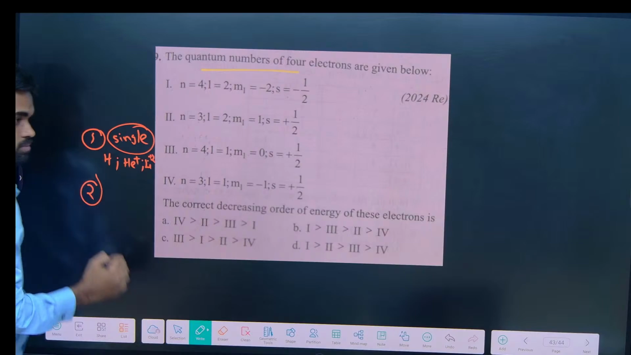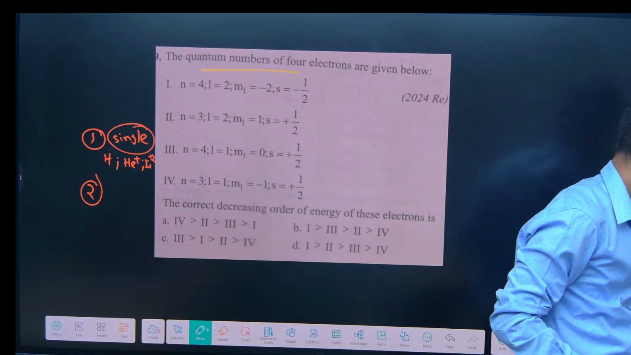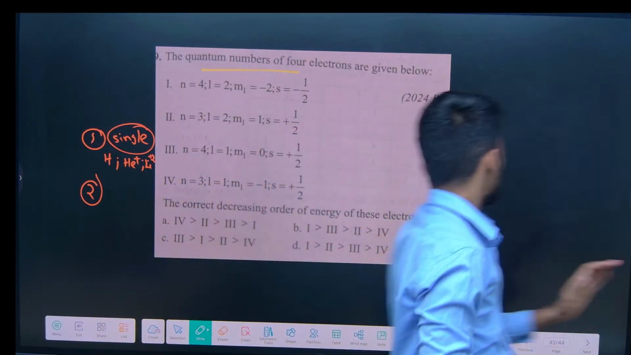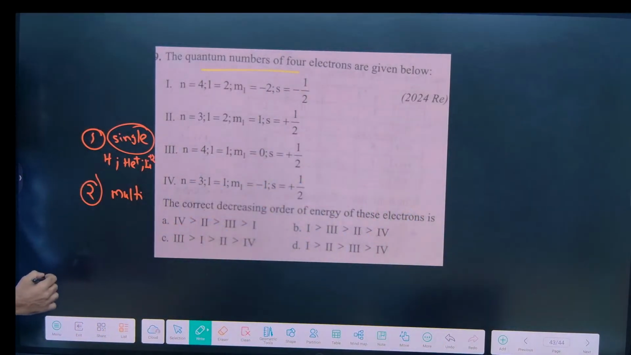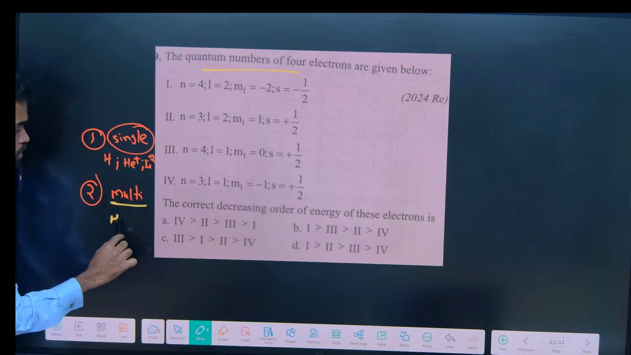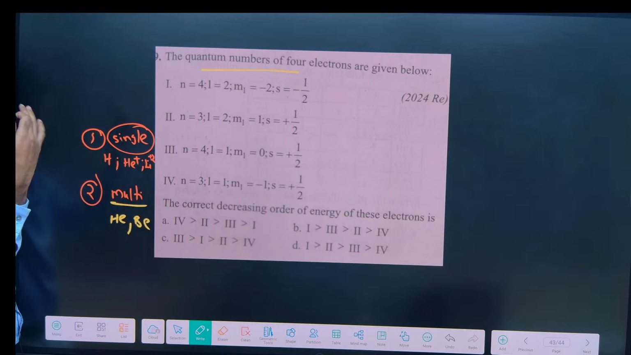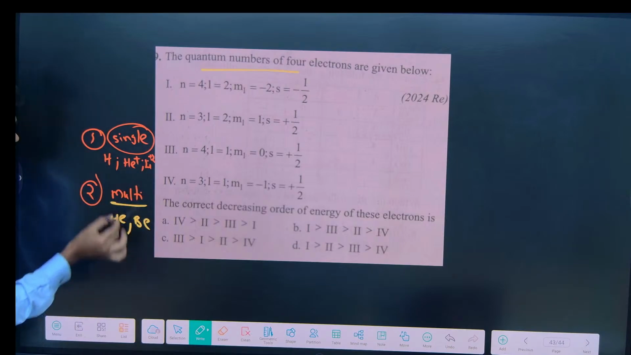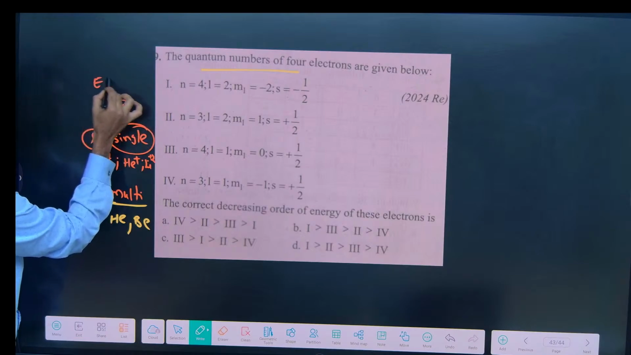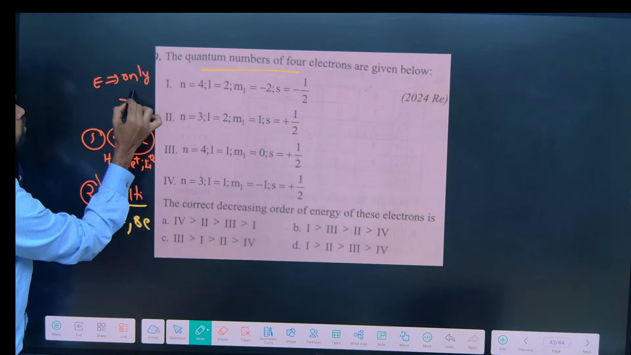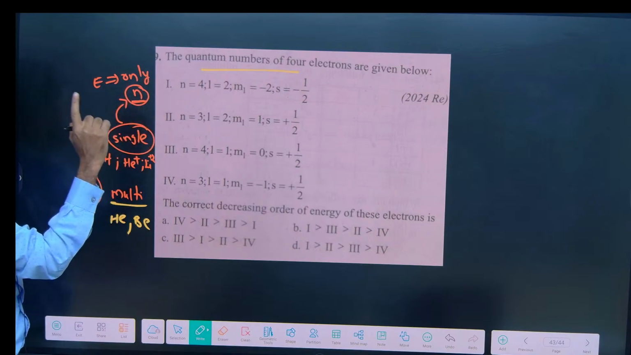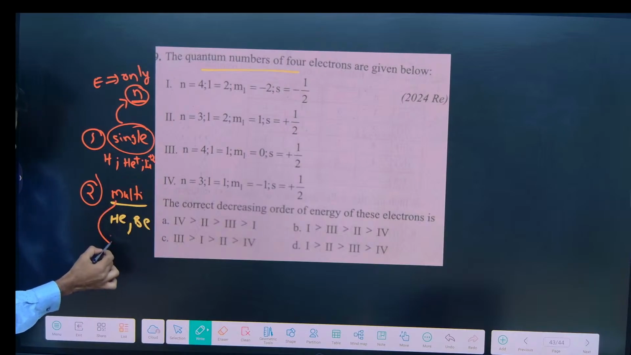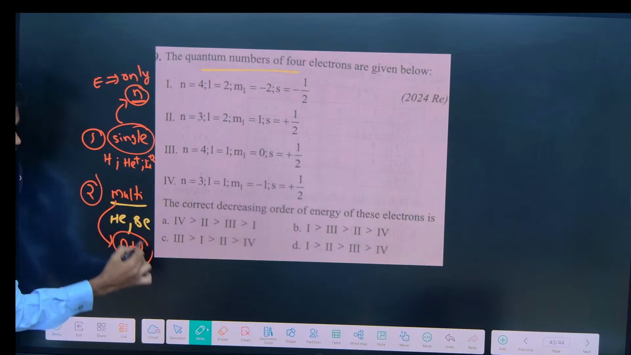And the next one is the multi-electron system. Multi-electron system means what? Helium atom, not ion here, beryllium atom, carbon, nitrogen, all those things. So when they say single electron, energy depends only on the n value. Only on the n value. Higher the n value, higher is the energy. For a multi-electron system, it depends on the n plus l value.